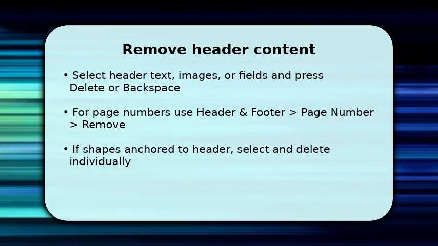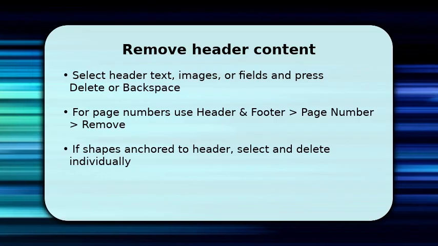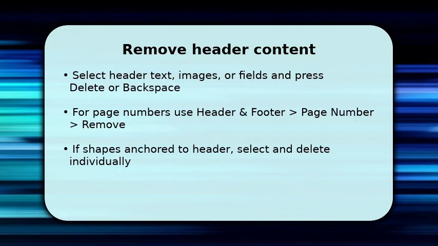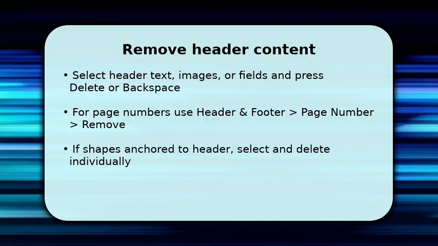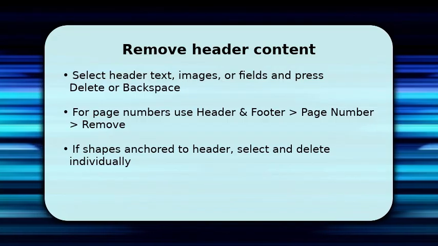For page numbers, use header and footer page number remove. That clears automated numbering. If you have shapes or text boxes anchored to the header, select them separately and delete. These sometimes don't respond to clearing plain text. Be mindful that removing content here clears only the active section unless link to previous was enabled. In that case, disable linking or repeat remove.